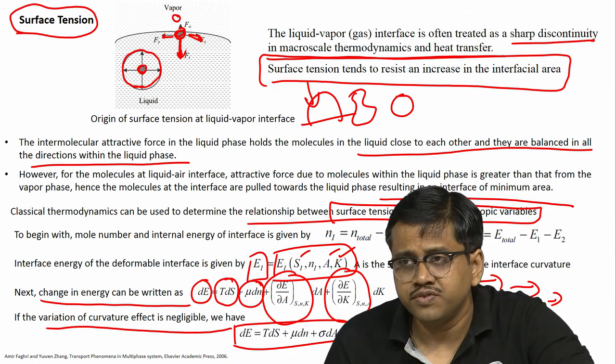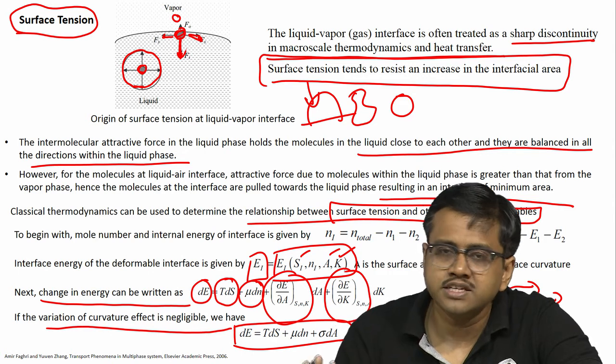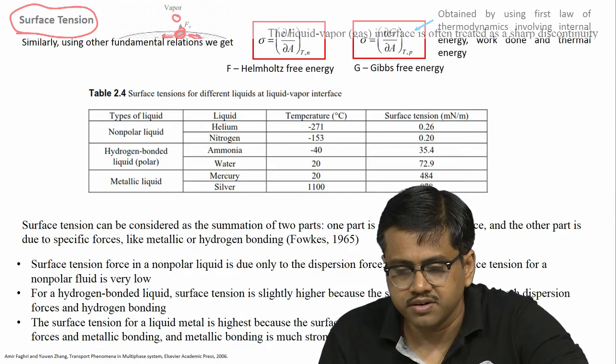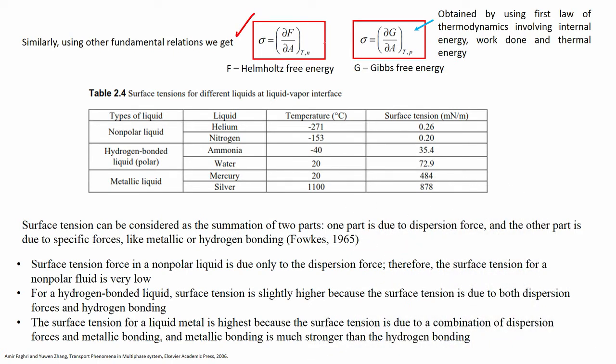Obviously, your surface tension will try to resist it, but at one point of time it will not be. So, in that case the droplet shape might change, but that is not a naturally occurring event, okay. Similarly, as I said, the other relationships of surface tension are given in terms of Helmholtz free energy and Gibbs free energy. This is solved by using the first law of thermodynamics. We are not going to go into the details, you can work it out yourself, it is not a major deal, okay. So, surface tension of different liquids at the liquid-vapor interface are given over here.